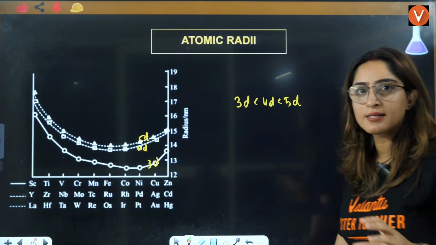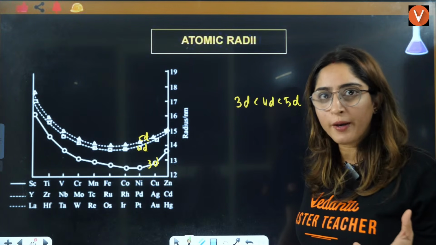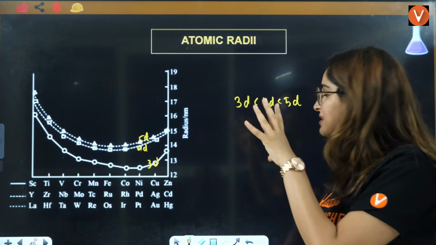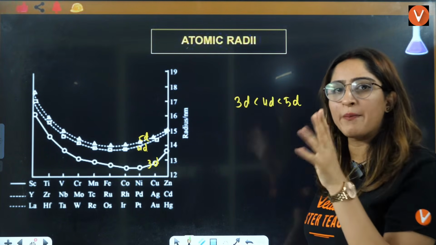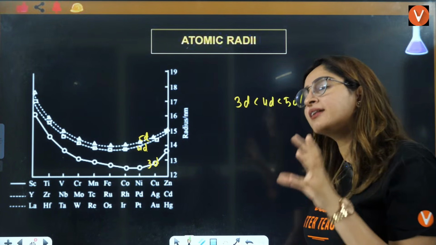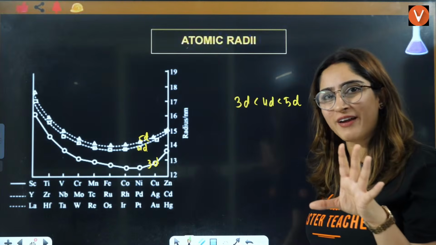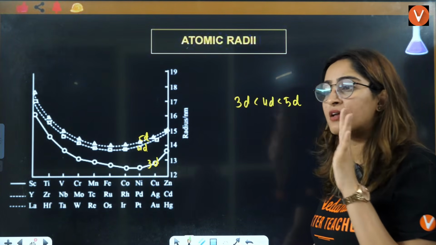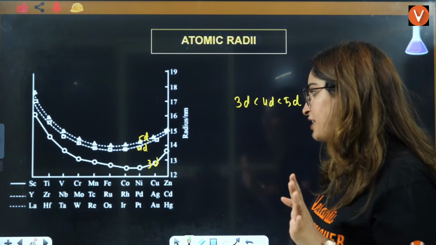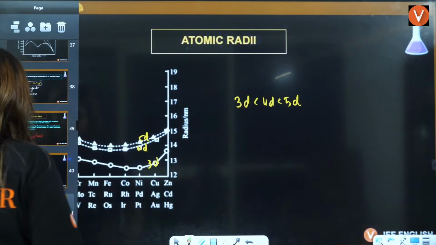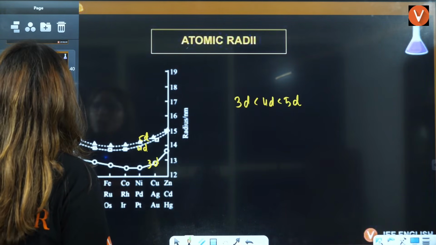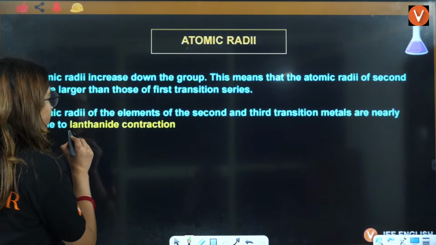Now the question is why this happens, okay? Because down the group here, the size is increasing, right? This is what happens throughout also. Down the group, size always increases, right? Here the reason is also lanthanoid contraction. That's why I'm saying that things are very, very interesting here because of lanthanoid contraction as well. So let's talk about this lanthanoid contraction.